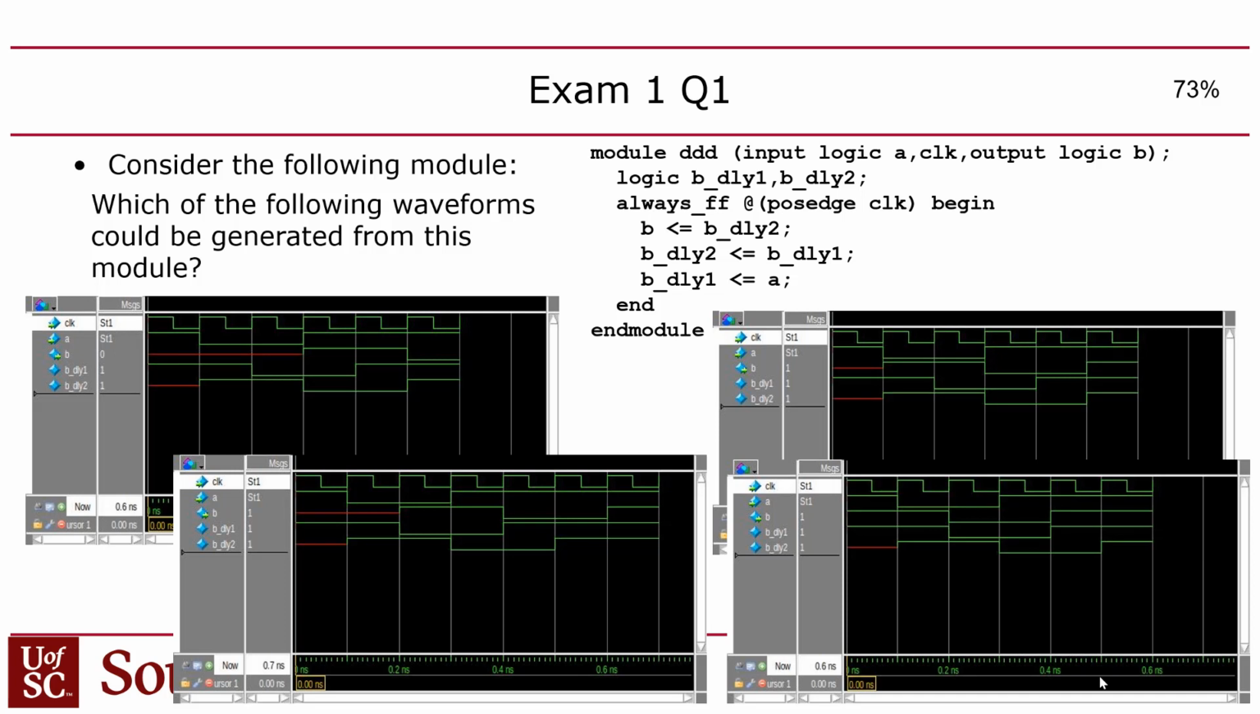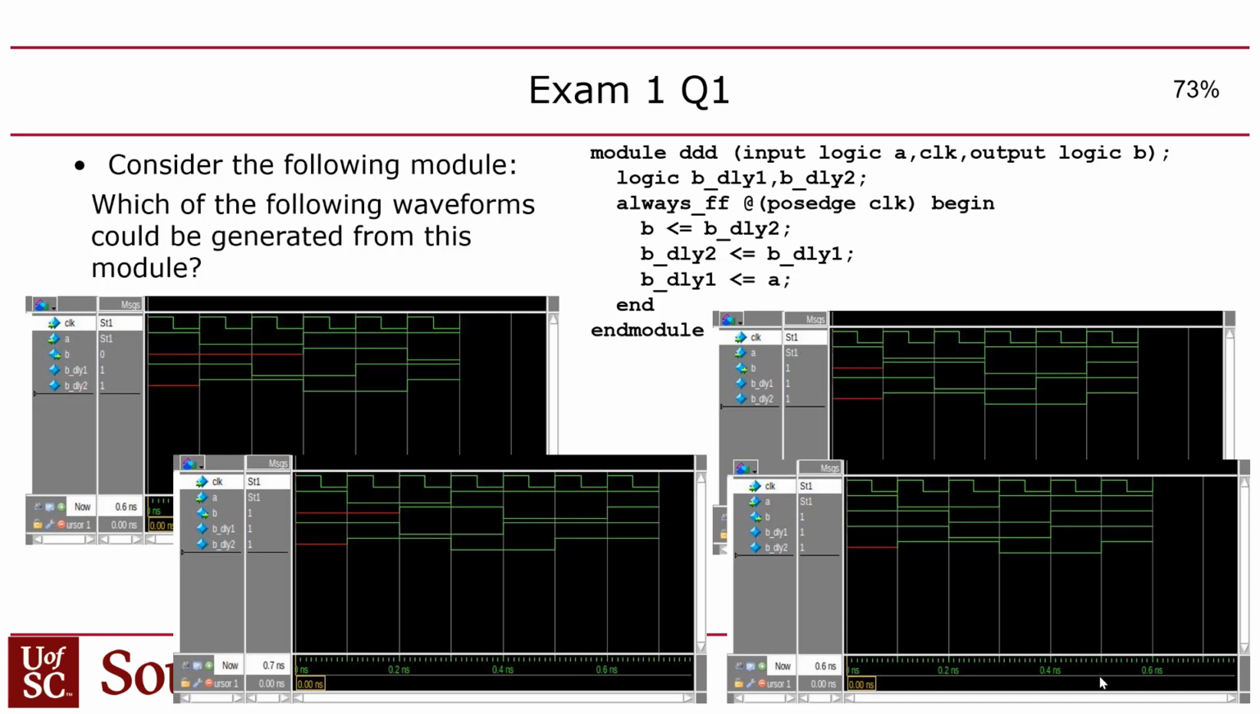This module basically takes an input, which is A, and delays it by 1, 2, 3 cycles to become B. So B is A, but delayed 3 cycles. If you look at these waveforms, they're actually all the same except for B. In this one, B starts out as a 1. In this one, B starts out as an unknown value for 1 cycle. Here it's unknown for 2 cycles, and here it's unknown for 3 cycles.